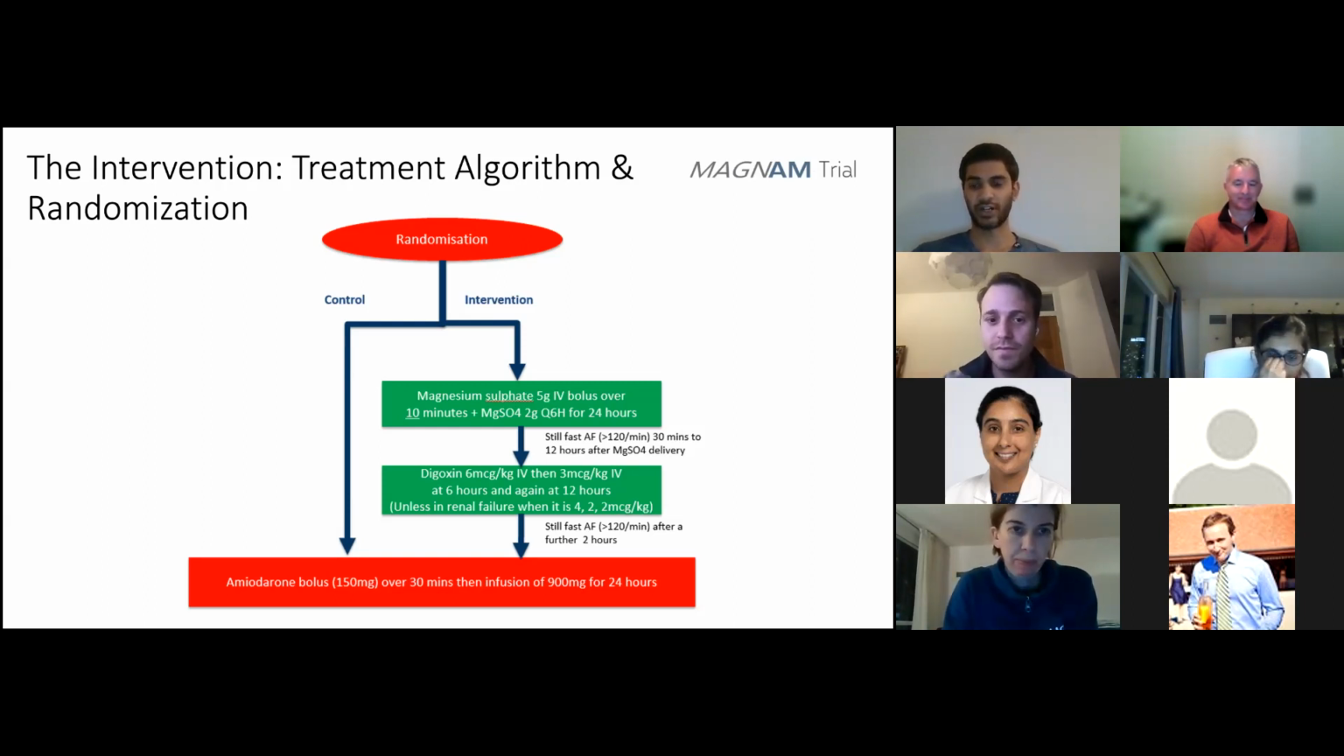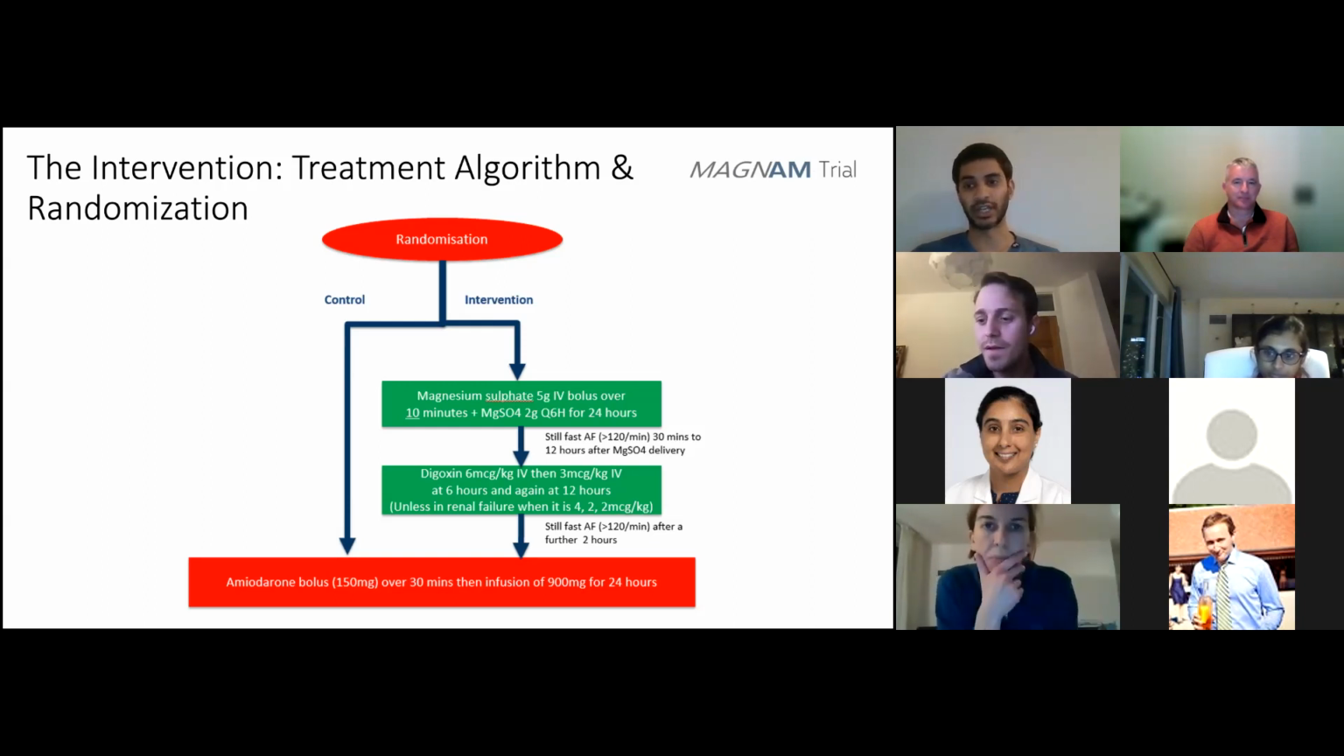I'll add to that also that we looked at the literature data, and the literature suggests that this is what a lot of people do, even for patients who have chronic AFib. So we believe this is within the current standard of practice. Thank you.